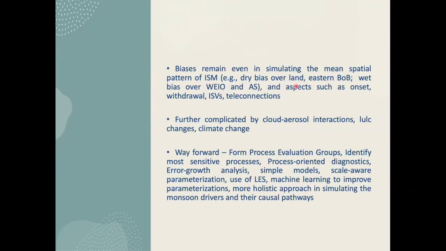For example, dry bias over Indian land and the Eastern Bay of Bengal near the Burmese mountains, and wet bias over the Western Equatorial Indian Ocean and Arabian Sea. And aspects such as onset, withdrawal, and intraseasonal variations, both the quasi-biweekly mode as well as the ISOs, the 30 to 90 day oscillations. The quasi-biweekly mode is not that bad, but the ISOs have problems, both in what we have done and also from what I understand from the IITM publications. There are a lot of problems in ISVs. And then, of course, teleconnections.